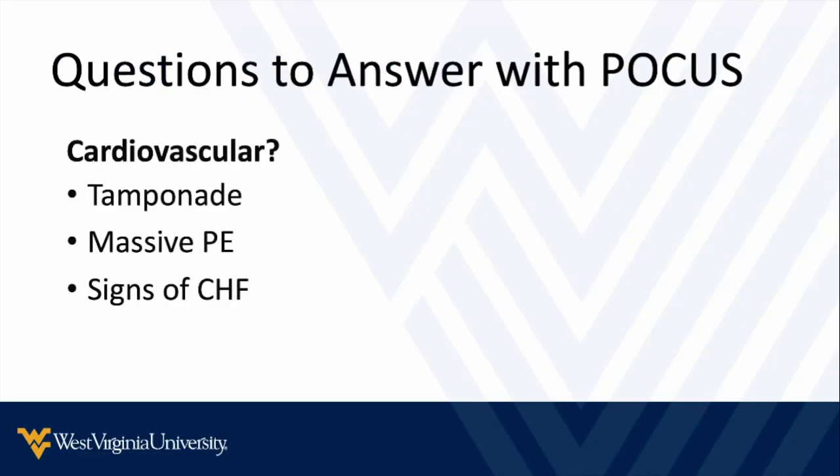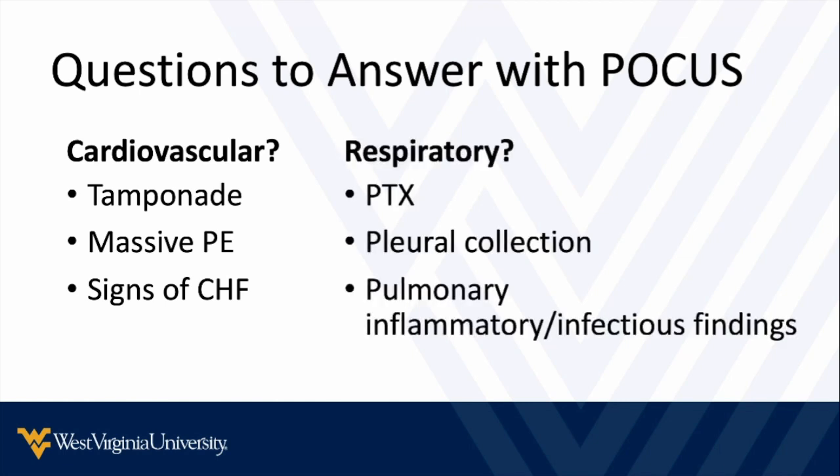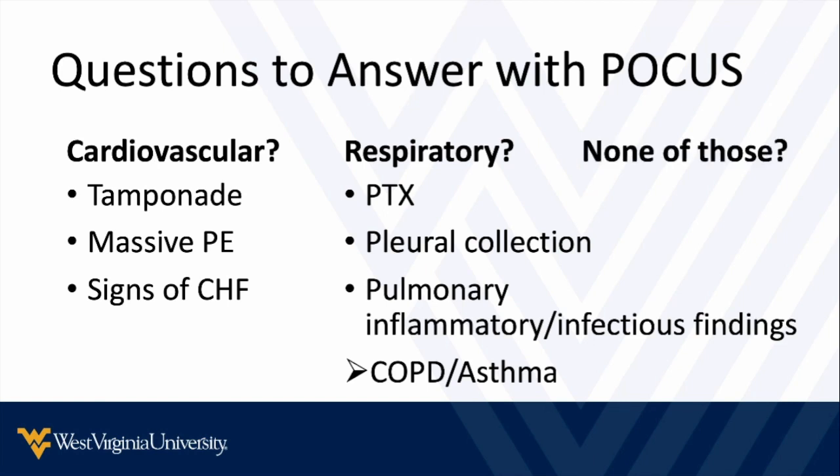The questions you want to try to answer: is it cardiovascular, like tamponade, massive PE, or does this look like CHF? Is it respiratory? Is there a pneumothorax? Is there a pleural collection? Or are there other infectious or inflammatory findings? Absence of those, then maybe it's COPD or asthma. Could still be a small pulmonary embolism, but not a submassive or massive one. Or is it something else? Neuromuscular, cellular, metabolic, something else. And your differential and your cognitive workload should be significantly shortened by using ultrasound early or immediately in the workup of these patients.